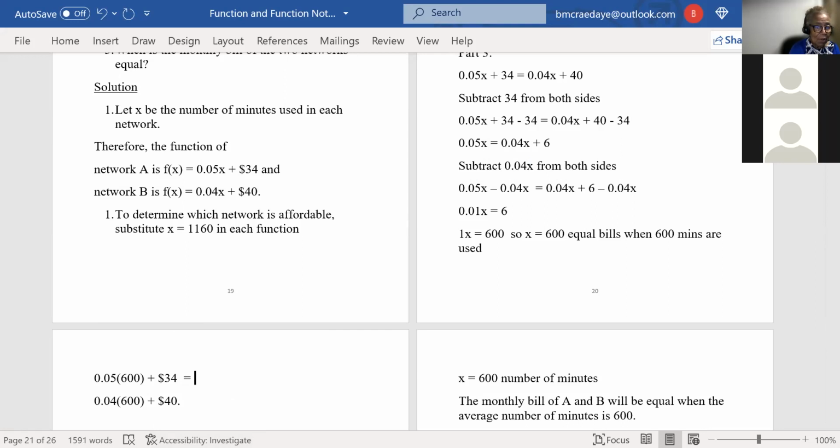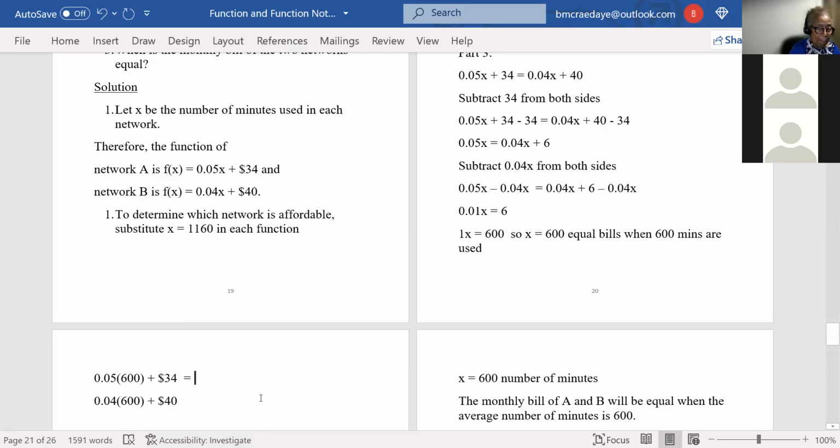Because we said, how many minutes do they use when the bills are equal? That means the cost they pay must be equal, right? So if that's the case, for 600 minutes, we should get the same cost. So what's 600 times 0.05?